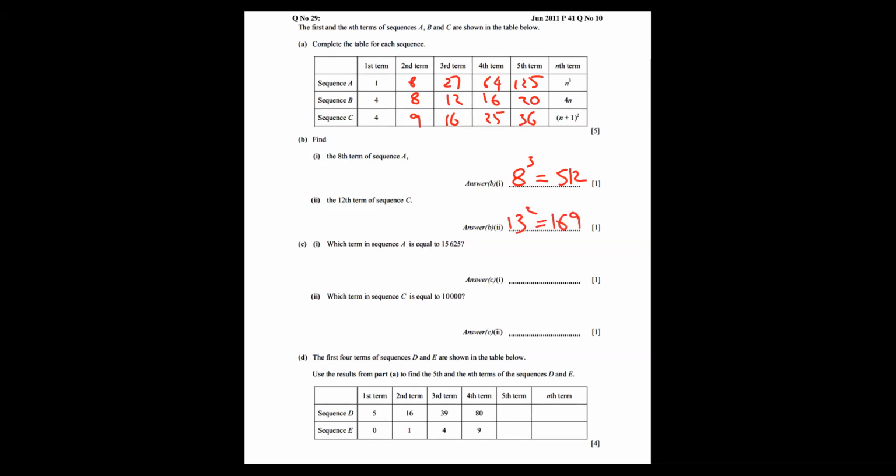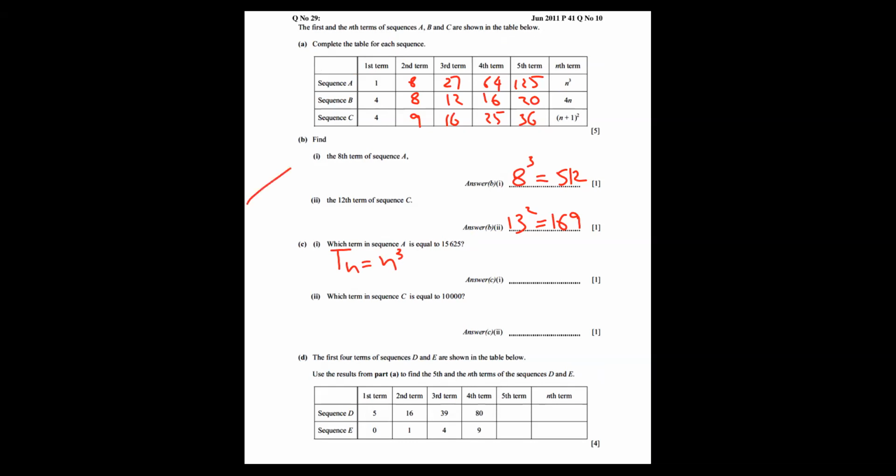So let's talk about the next one, part CI. Which term in sequence A is equal to this? Repeat again: whenever he asks which term, he's actually asking for n. And I've seen some students having issues here. So, what is the n value? For the sake of understanding, sequence A's nth term is this one. So first of all, you will write the nth term of sequence A, which is n cubed.